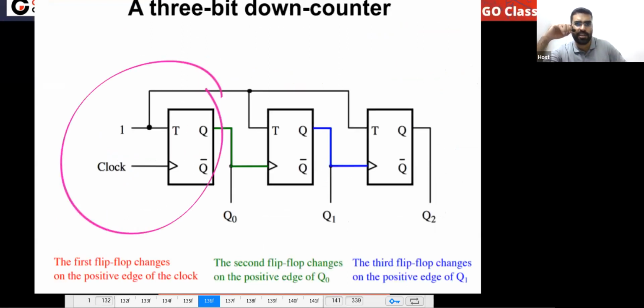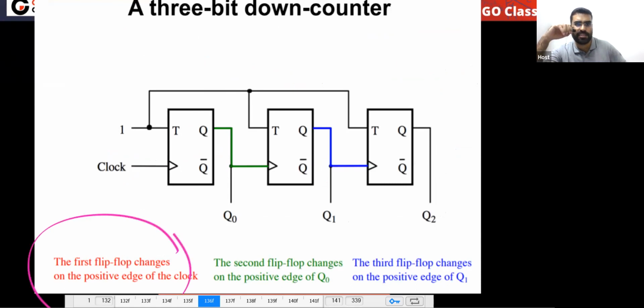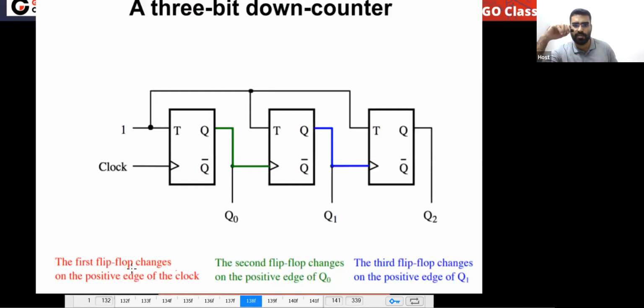This will change in every clock. The first flip-flop is your LSB. So the LSB will change on every positive edge of the clock. Why positive edge of the clock? Because all these flip-flops are positive edge triggered flip-flops. The second flip-flop will change on the positive edge of Q0, and the third flip-flop will change on the positive edge of Q1. Very simple, this topic.